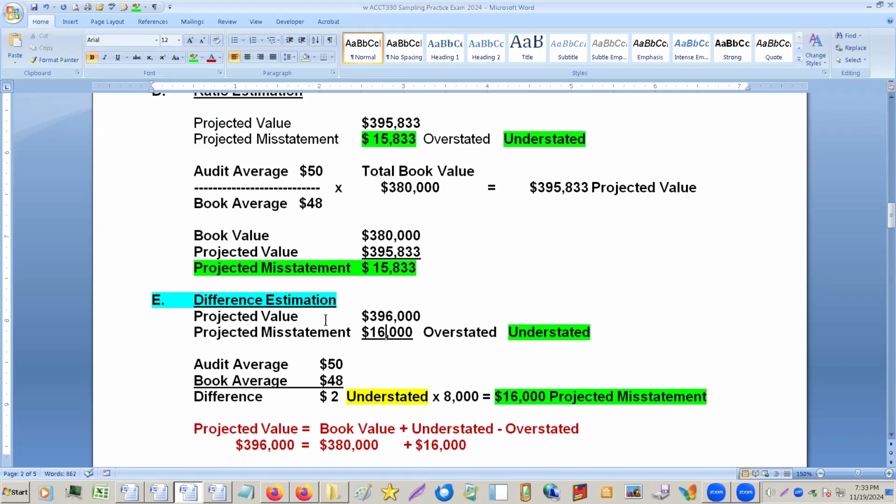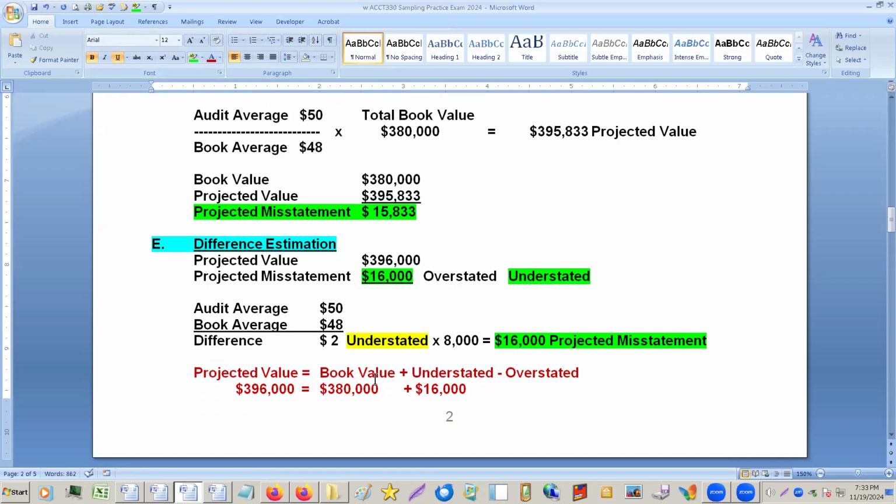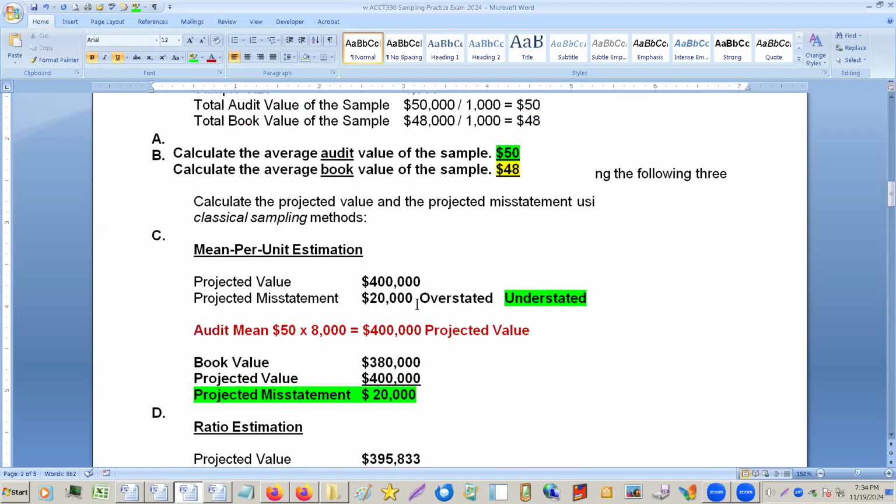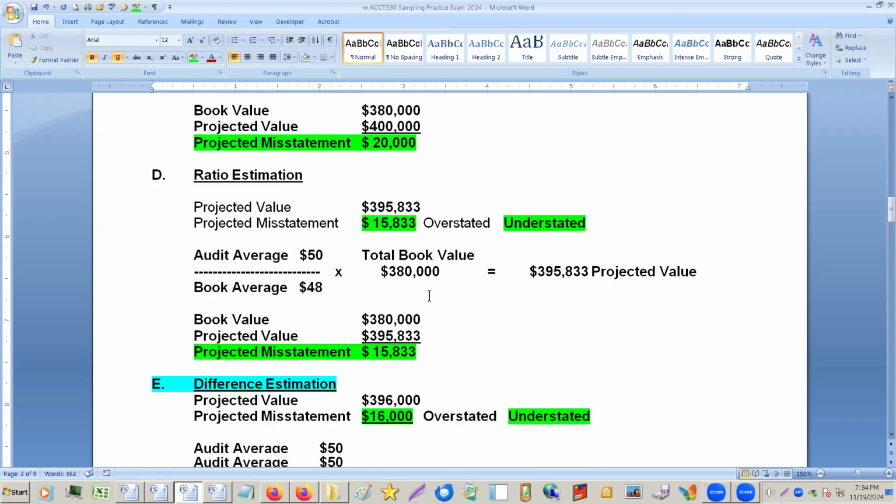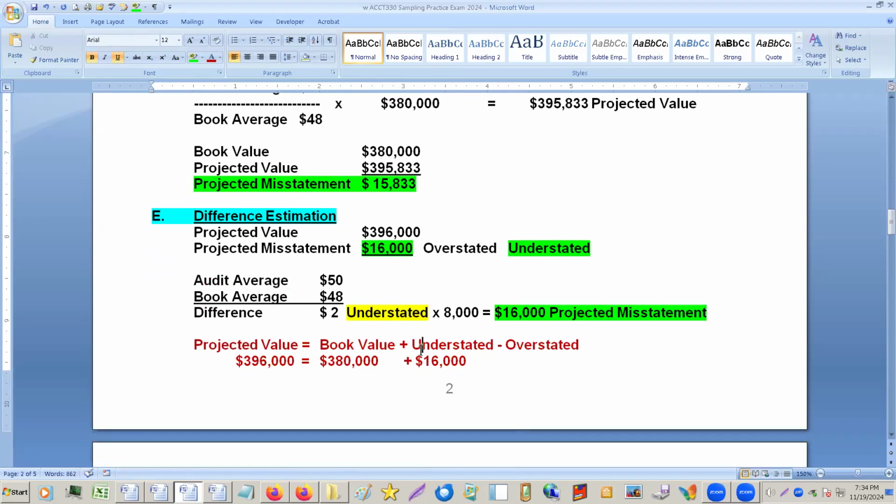So our projected value for this would be 396, and it's understated. They only have 380 on the books. They should have 396. They've understated it by 16,000. And by the way, when you get these on the CPA exam nowadays, a lot of times they'll be in multiple choice questions, and they'll say, using difference estimation, what's the overstatement or understatement? Or something along those lines.